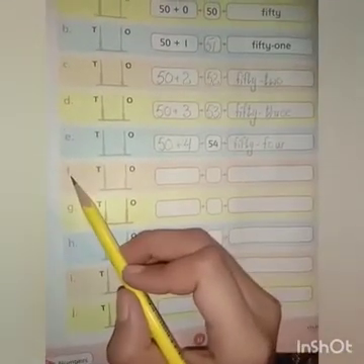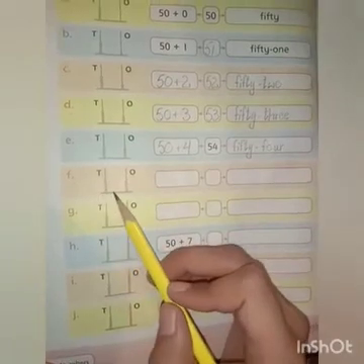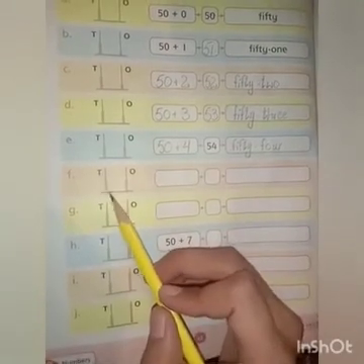Here we have point F. At point F, here we have an abacus, which shows some beads at the tens and the ones too.